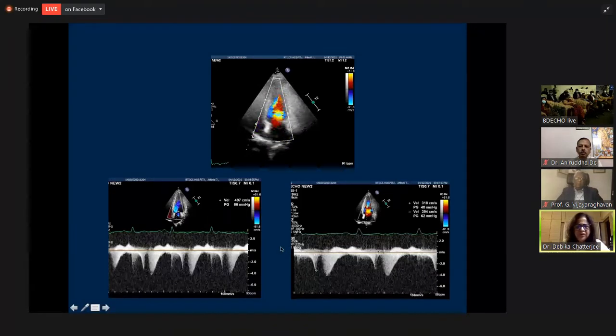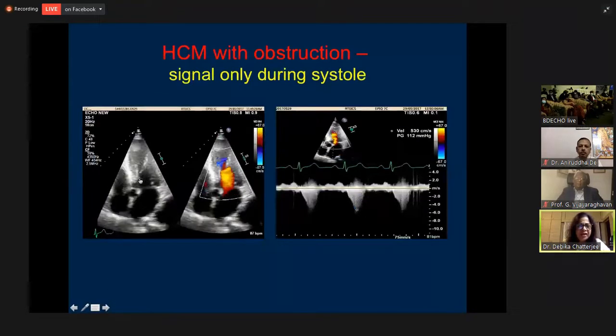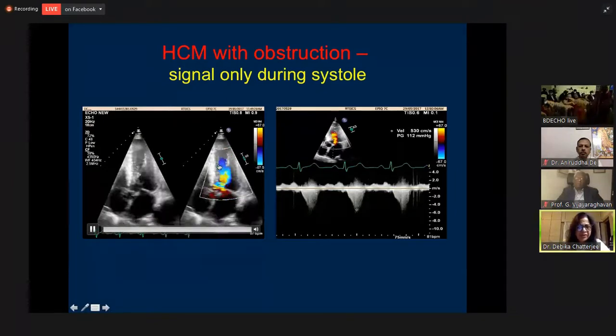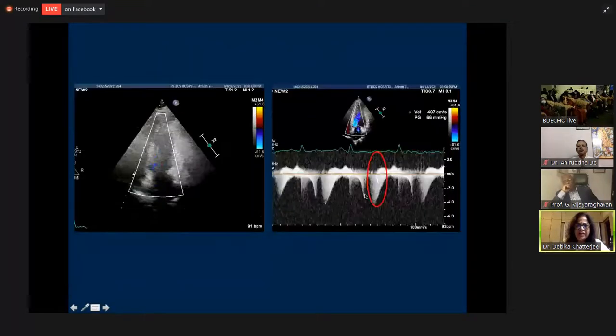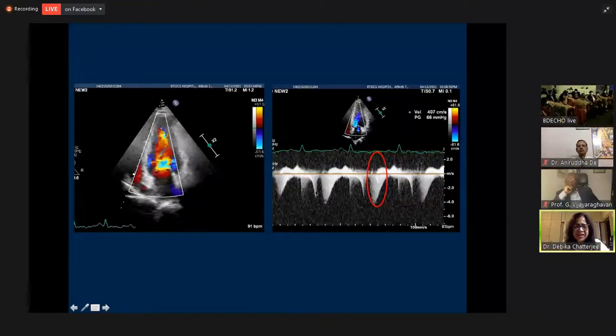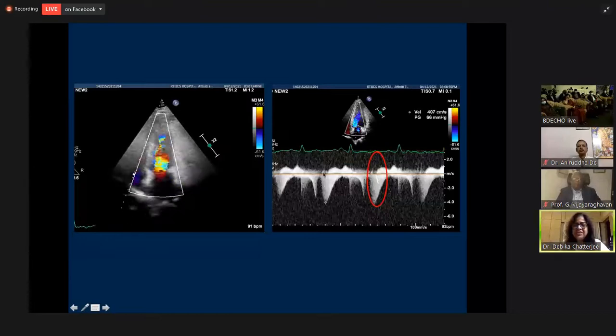If we look at hypertrophic cardiomyopathy with obstruction in the LV outflow tract, this is a different patient. And if you look at the signal of obstruction, the CW signal of the LVOT obstruction, which is a dagger-shaped signal, that gradient of 112 millimeter of mercury is entirely in systole. Look at the ECG, this is the end of the T wave, and whatever obstruction this patient had, the signal is entirely in systole. But in my patient, the first signal is in systole, but the second signal was in early diastole.